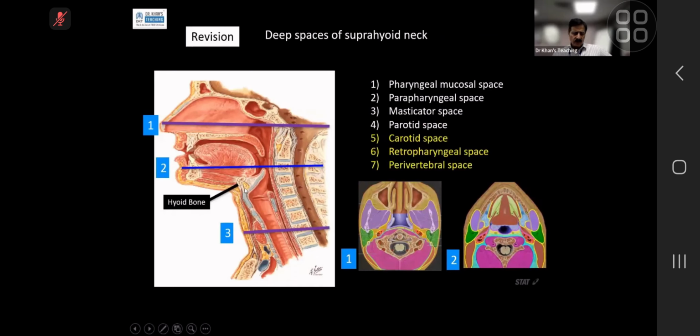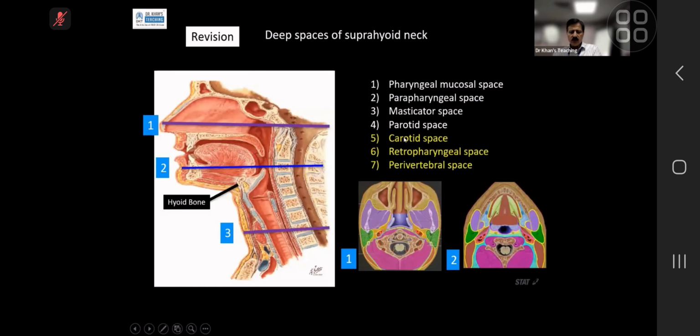Now, if you see here, this is a sagittal midline diagram of a human body, and you can see that the hyoid bone is here. From here to here is the suprahyoid neck, and this is the infrahyoid neck. The suprahyoid neck is divided into these spaces, which include pharyngeal mucosal space, parapharyngeal space, masticator space, parotid space, carotid space, retropharyngeal space, and perivertebral space. Masticator and parotid space we have already covered in the previous session.